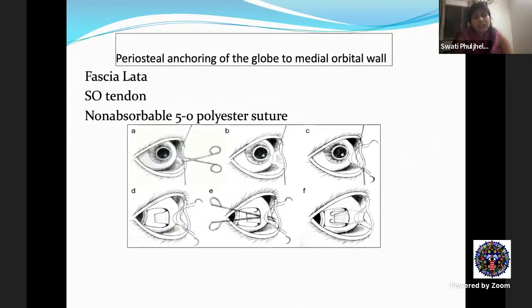So periosteal anchoring is a kind of surgery which we want to do at the end when all other measures fail, and the globe has to be anchored at the medial canthus or the medial orbital wall with the help of fascia lata, superior oblique tendon, or just a non-absorbable suture. This is just a technique which was published in JAPOS to show how the globe can be anchored medially.